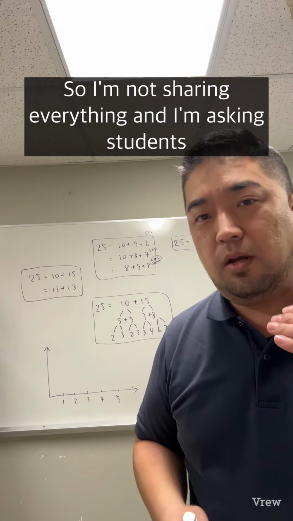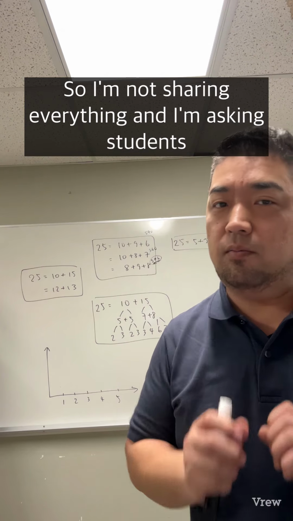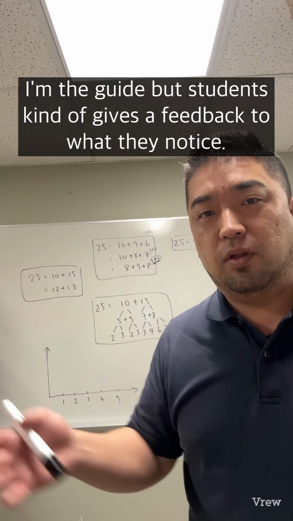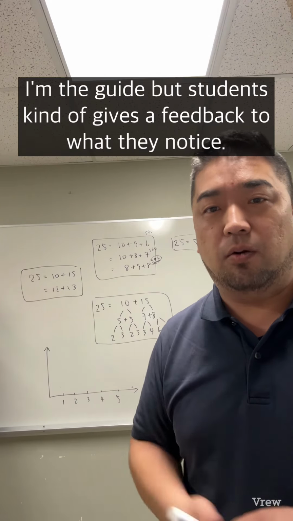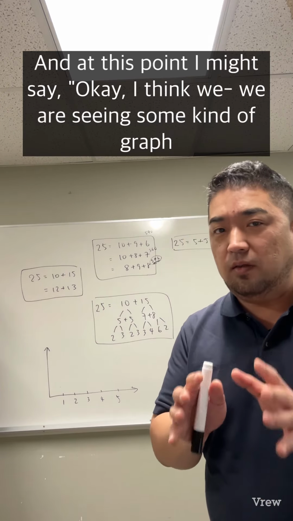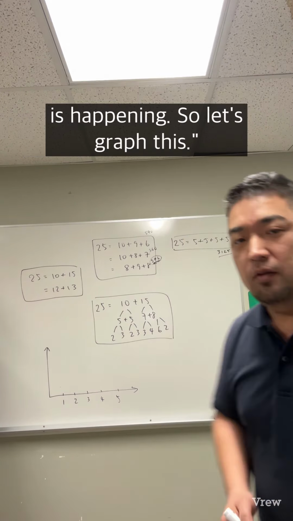So I'm not sharing everything, and I'm asking students to recognize what they see. I'm the guide, but students give the feedback on what they notice. And at this point, I might say, okay, I think we're seeing some kind of graph happening. So let's graph this.